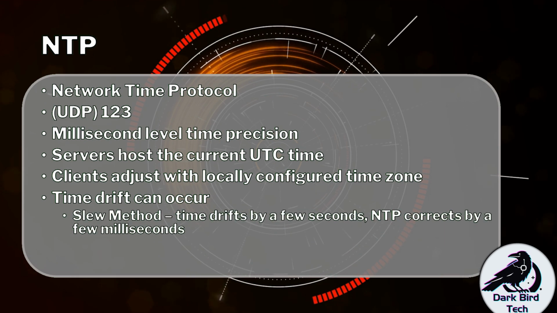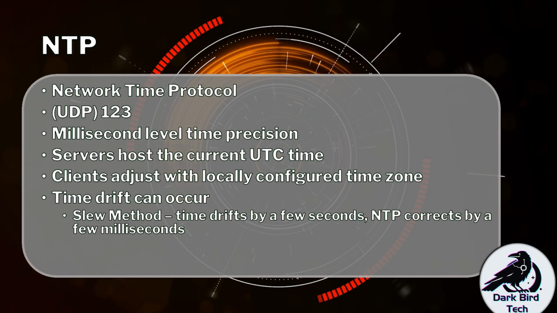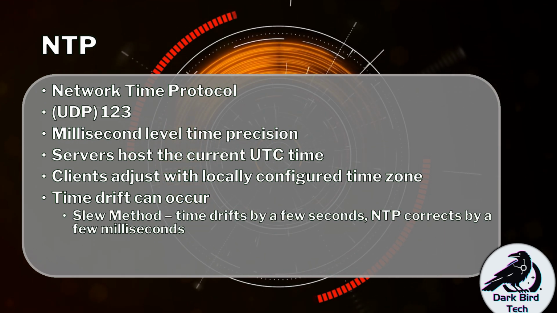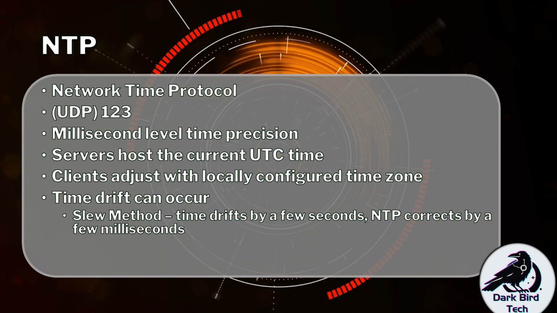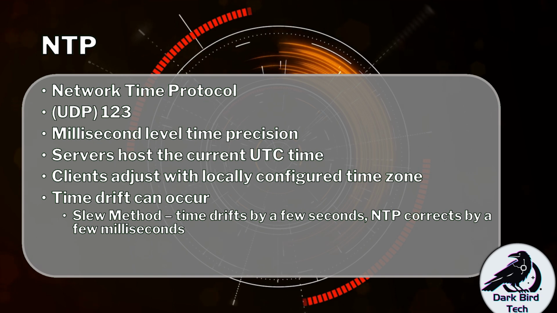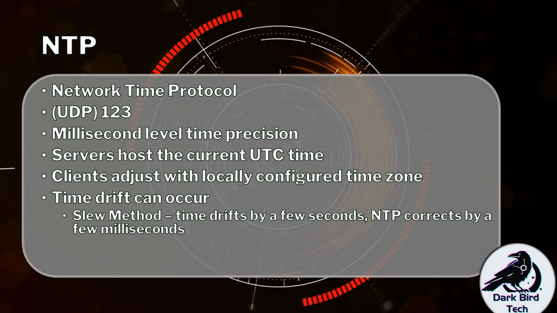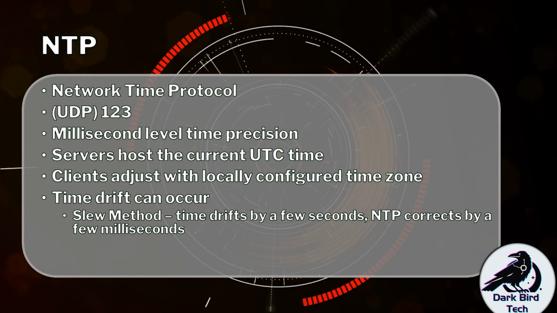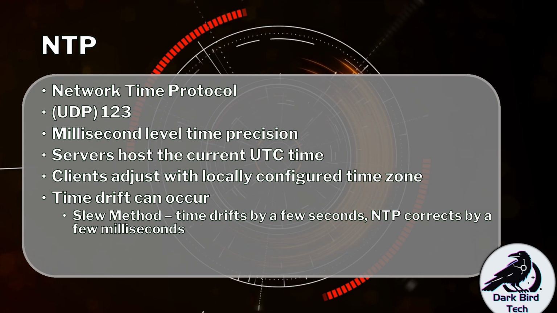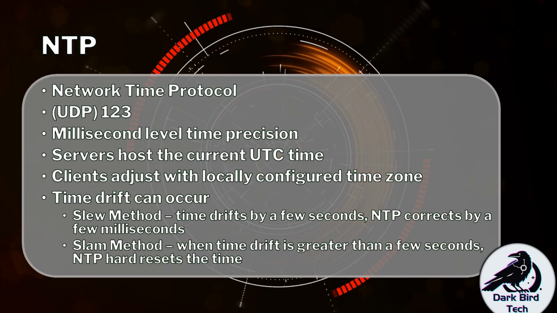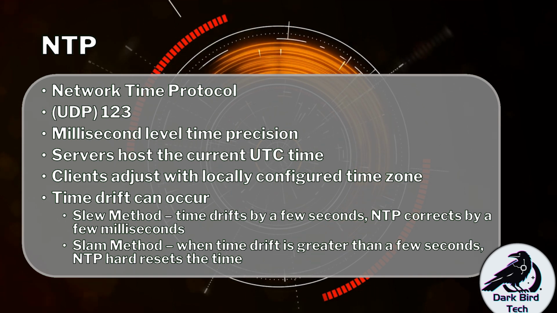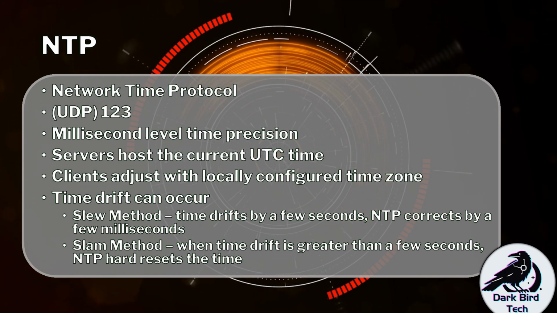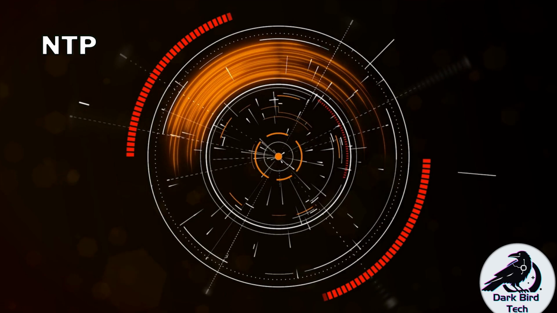The first one is called the slew method, where if the time drifts by a few seconds, NTP will correct it by a few milliseconds, check the results, and do it again. And check the results until it's brought it back to the correct current time. The problem though with slew method is it takes a bit of time to do. So when time drift occurs that is greater than a few seconds, NTP will do a hard reset with what's called the slam method. Now let's look at NTP's infrastructure quickly.